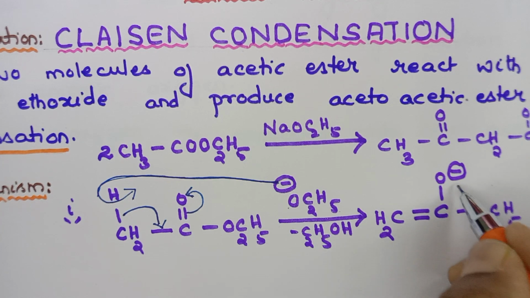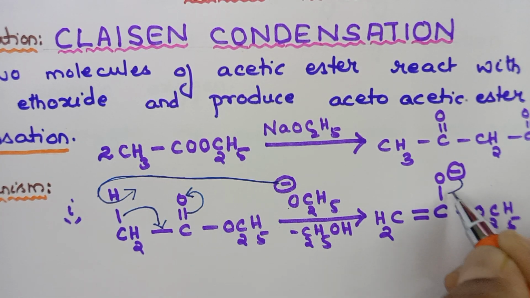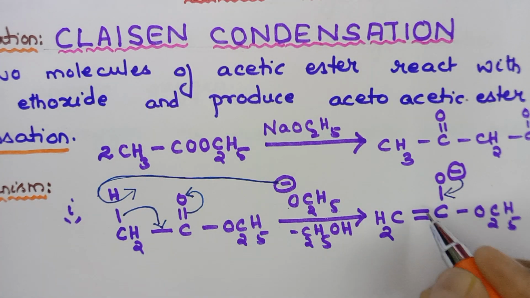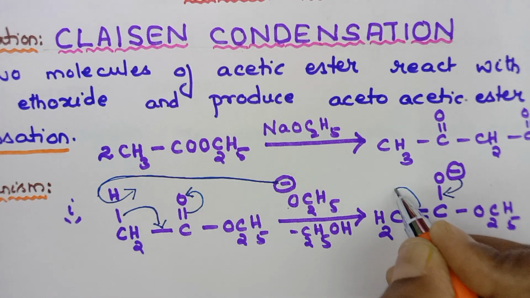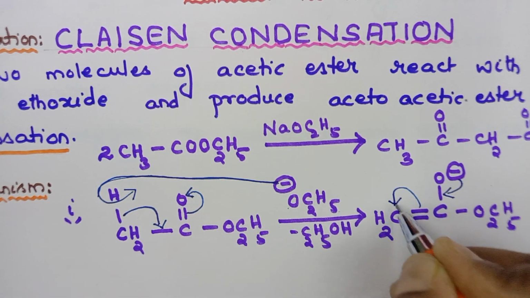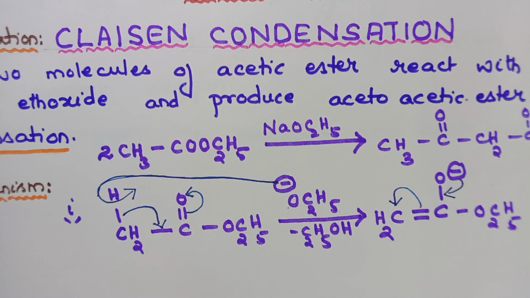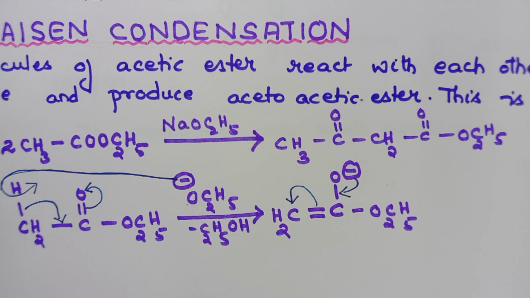This O minus comes back. That means here again C double bond O and this double bond shifts to carbon. So this carbon acquires negative charge. Next, write the arrow.